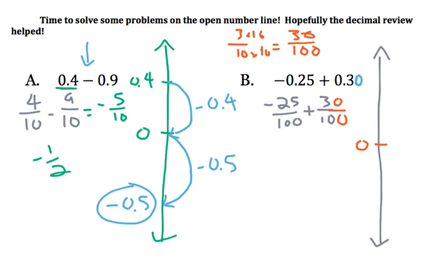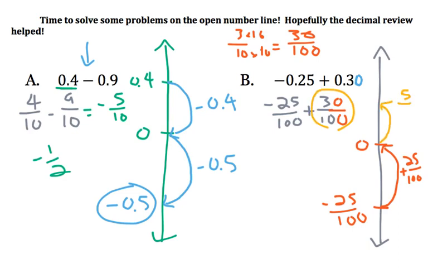We're starting below 0 at negative 25 hundredths. I'm going to do this one as a fraction. So we start at negative 25 hundredths. Then I know we're going to make it up to 0 because we're adding 30 hundredths, which is more. So first I'm just going to add 25 hundredths. And then if I did that, because I'm going up a total of 30, I know I would have 5 hundredths left over.